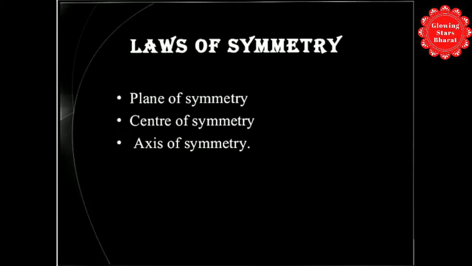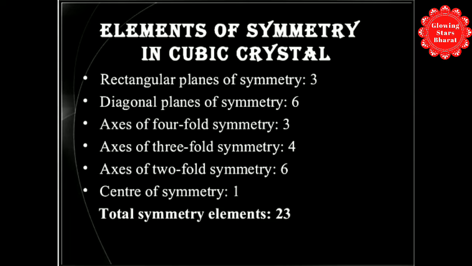Rectangular planes of symmetry: 3. Diagonal planes of symmetry: 6. Axis of 4-fold symmetry: 3. Axis of 3-fold symmetry: 4. Axis of 2-fold symmetry: 6. Center of symmetry: 1. Means total symmetry elements equal to 23.